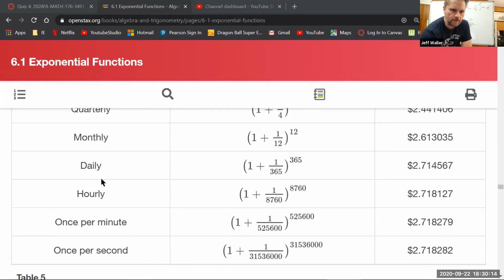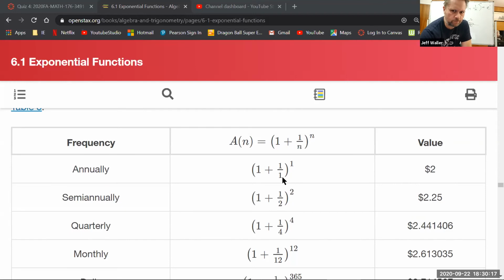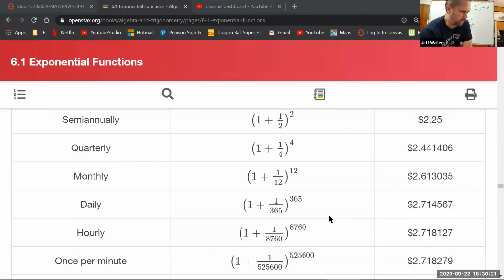And this also tells you annually is 1 time a year, semi-annually is 2, quarterly is 4. So that's a good place to reference. And here you can see they did daily. Well, they did 365, didn't they? Oh, well. Too bad for me.